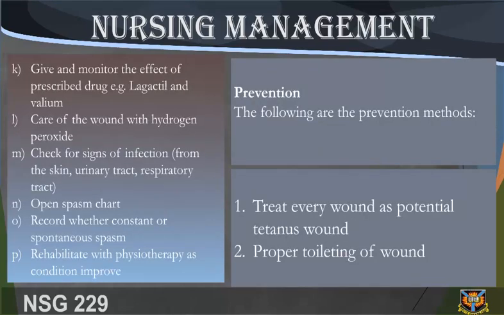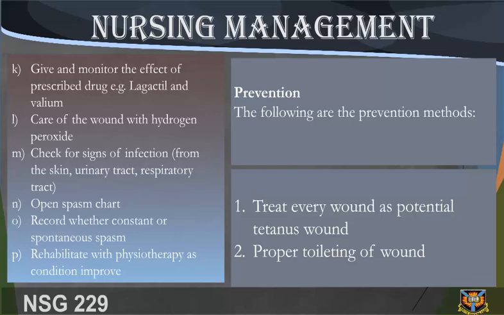K. Give and monitor the effect of prescribed drugs, e.g. Largactil and Valium. L. Care of the wound with hydrogen peroxide. M. Check for signs of infection from the skin, urinary tract, respiratory tract. N. Open spasm chart. O. Record whether constant or spontaneous spasm. P. Rehabilitate with physiotherapy as condition improves.